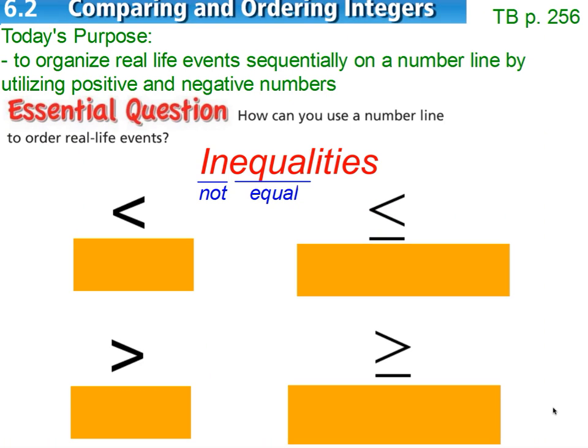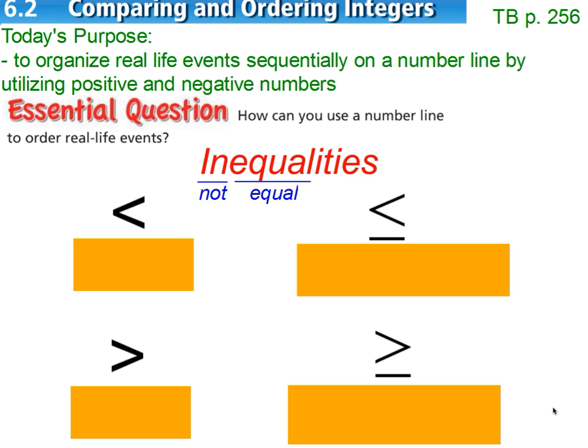Today's lesson is 6.2, comparing and ordering integers. Our purpose is going to be to organize real-life events sequentially on a number line using positive and negative numbers. We're also going to be talking about inequalities when we're talking about the different numbers and as we're comparing them.